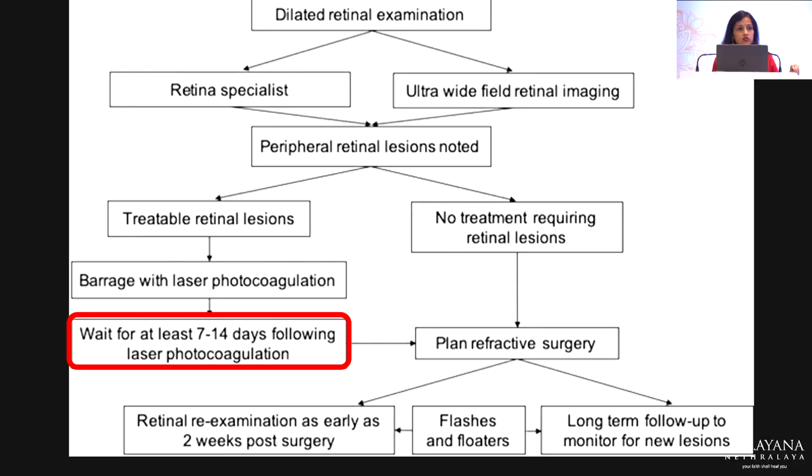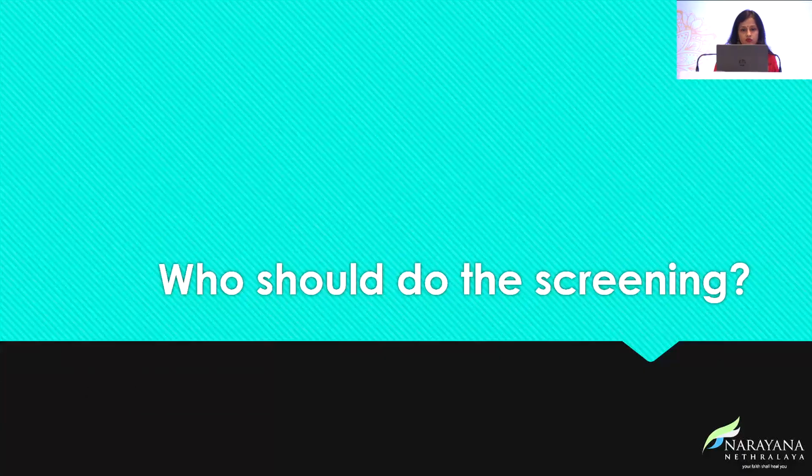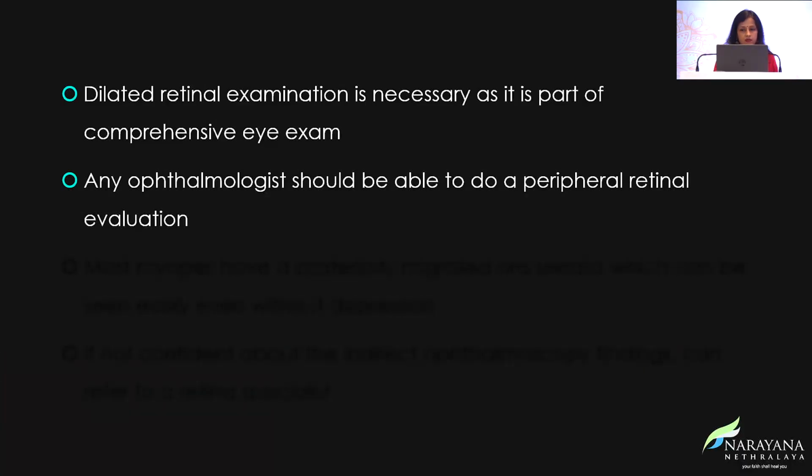There are patients who will say, I'll go back to my hometown and 2 weeks later I'll do the barrage. Still, you take that in writing for your own safety. And re-examination in 2 weeks. I'm going to rush through this. I think I'm past my time. No, this is the last slide.